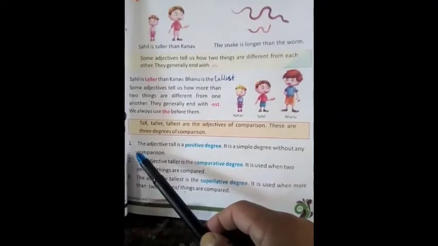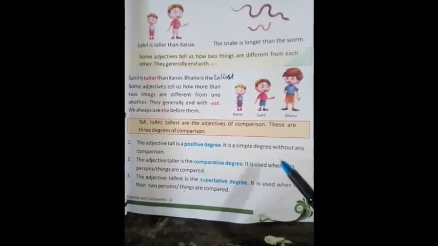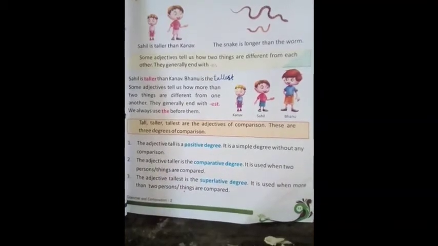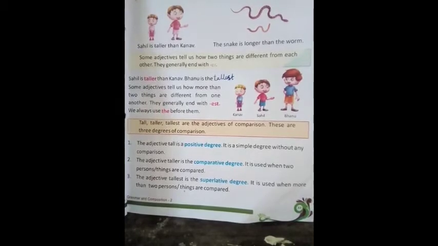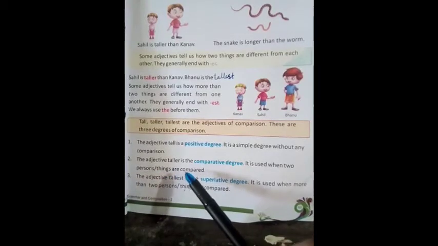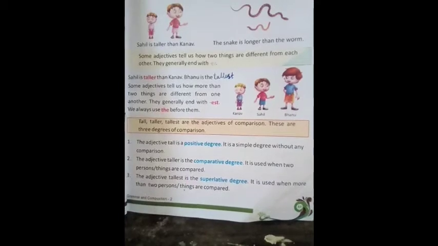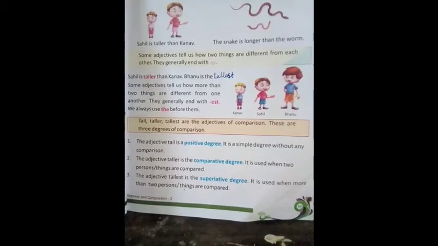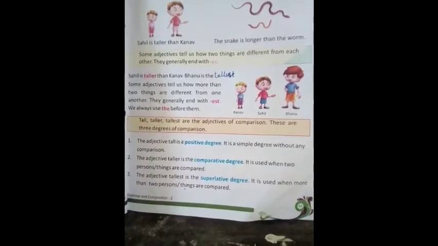Now, first one, the adjective tall is a positive degree. It is a simple degree without any comparison. 2. The adjective taller is the comparative degree. It is used when two persons or things are compared. Now, the second one is the comparative degree, and it is used when two persons or things are compared with each other.